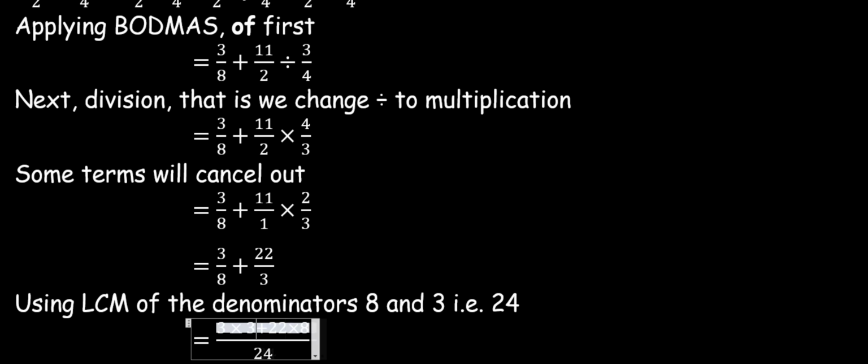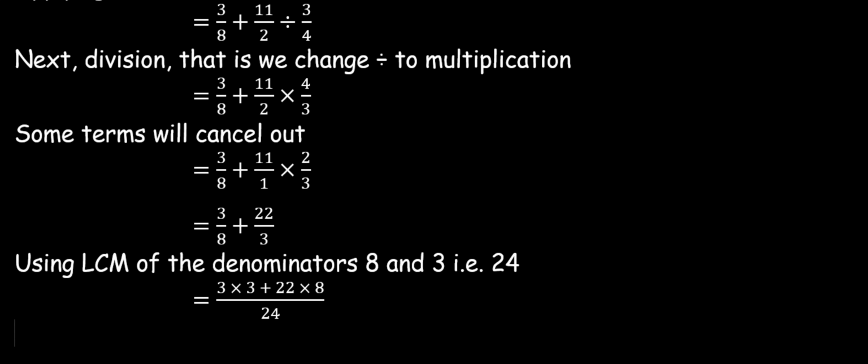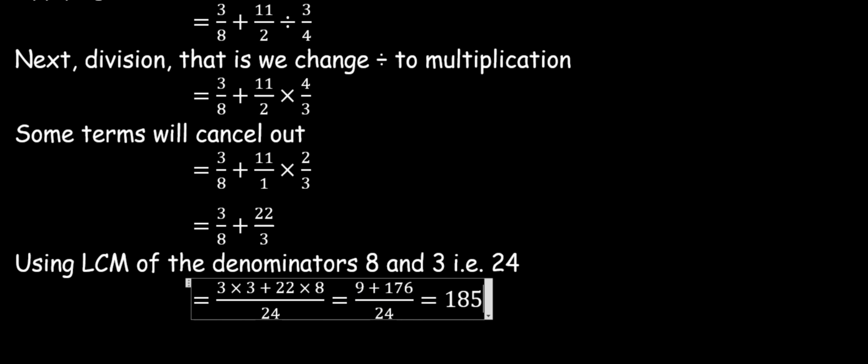So 3 times 3, the 3 that is there before, plus 22 times, 3 going into 24 gives you 8. So multiply the 22 times 8. And that will give us 9 plus 176 divided by 24. The result is the same as 185 divided by 24. And that is 7 whole number 17 over 24.